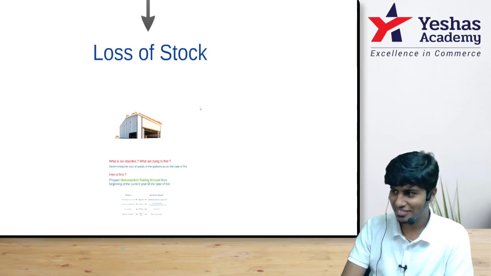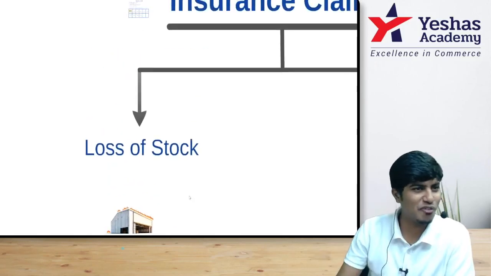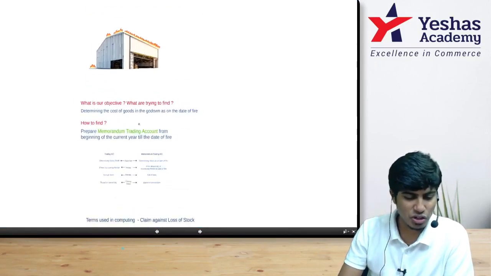Yeah, it told that. Did you write loss of stock, loss of profit? Then you write loss of stock. What is your objective?